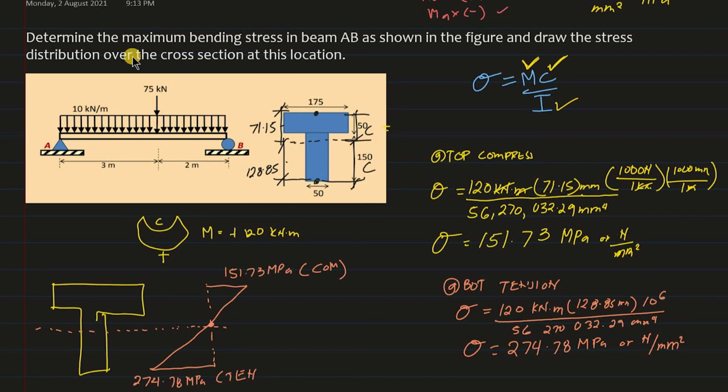Okay? So, sa tanong natin, what is the maximum bending stress? So, the maximum bending stress is 274.78 MPa. Pero kung sinabi niya na, what is the maximum compressive stress and maximum tension, then we will have two answers. This is the maximum compressive stress and the maximum tensile stress. Pero in general kasi yung pagkasabi niya what is the maximum bending stress, therefore, we will have 274.78 megapascal as our answer. And yung next question, draw the stress distribution. This is the stress distribution, mga bis.